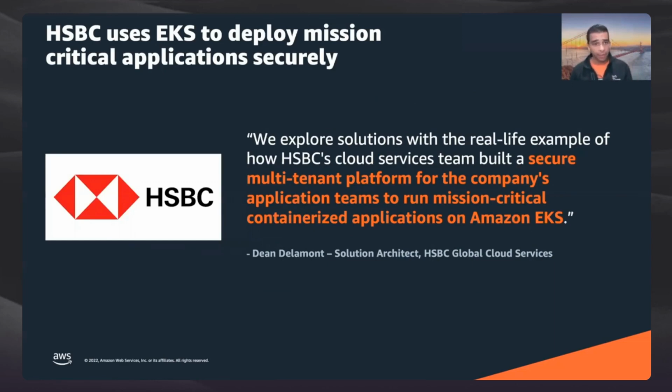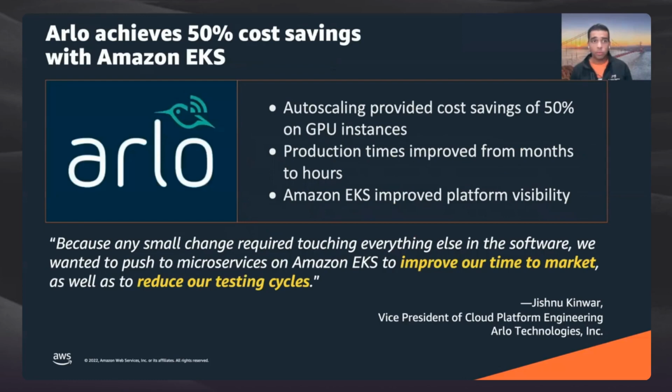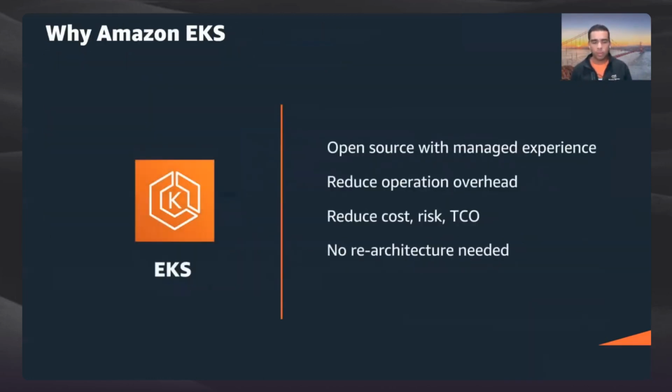HSBC runs in a regulated environment. It's a financial institution, and they trust Amazon EKS for their mission-critical workloads. Another great example is Arlo, who runs their machine learning workloads on Amazon EKS, and they leverage a lot of GPU instances. Arlo has been able to leverage pod integration with Amazon EKS and reduce the cost of compute by more than 50%. So why do these customers choose Amazon EKS?